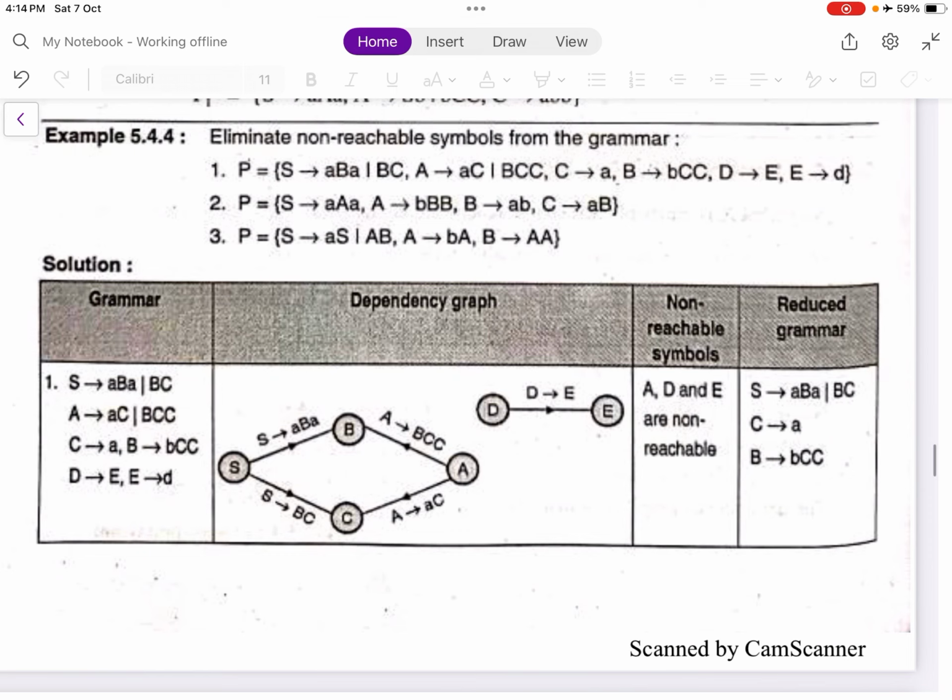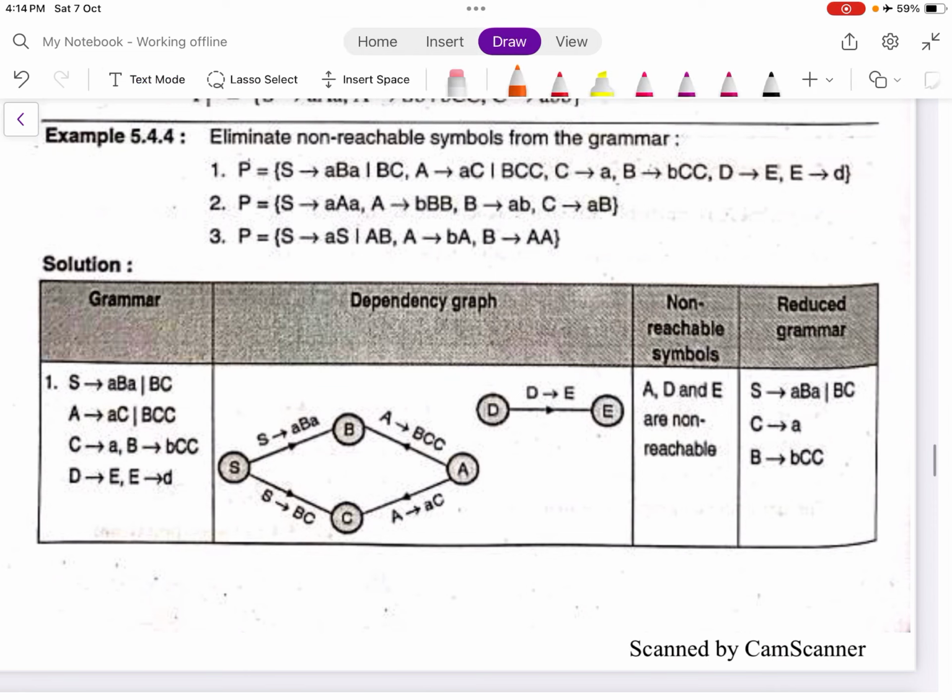S gives ABC, A gives AC, B gives C, C gives A, B gives BCD, D gives E, E gives D. So this is your dependency graph. Step number 1, draw the dependency graph. Here we can see that D and E are not reachable. Why? Because they cannot be reached from the starting symbol S. Even A is also not reachable.